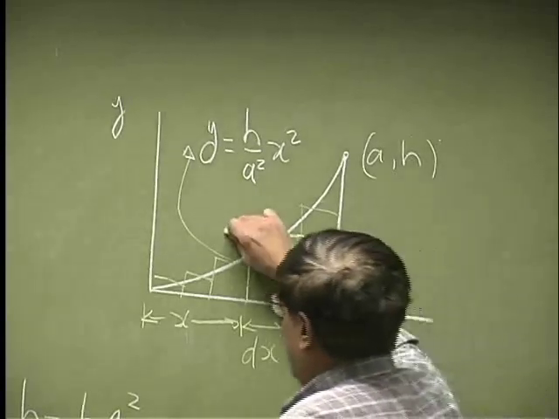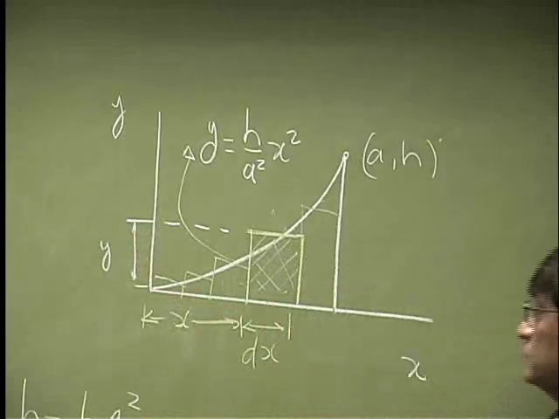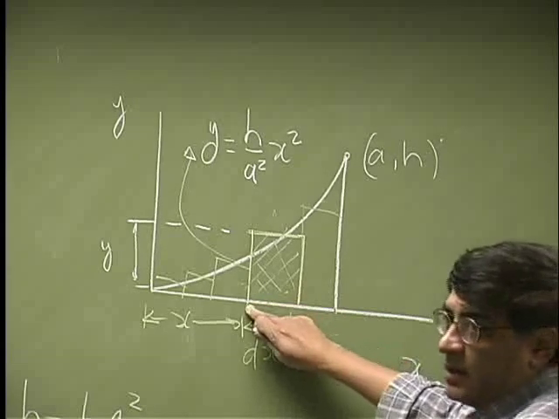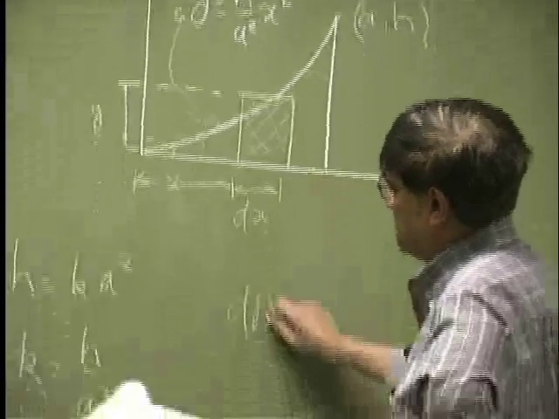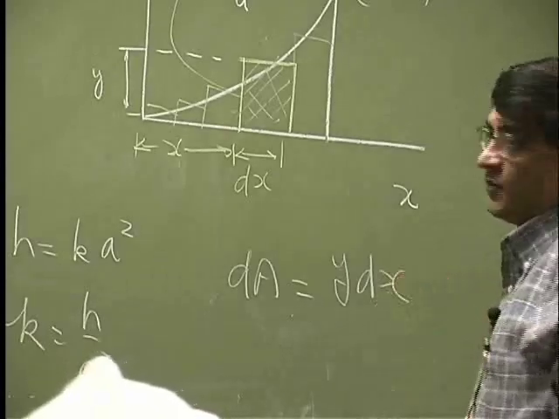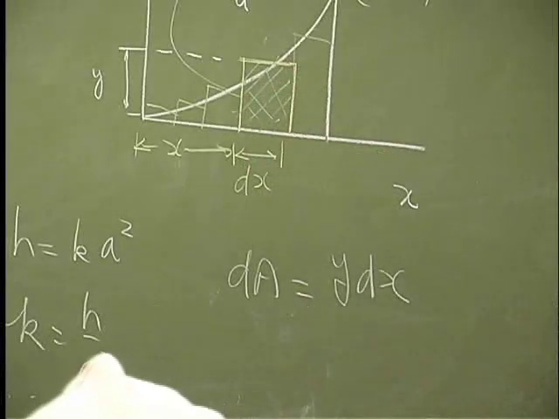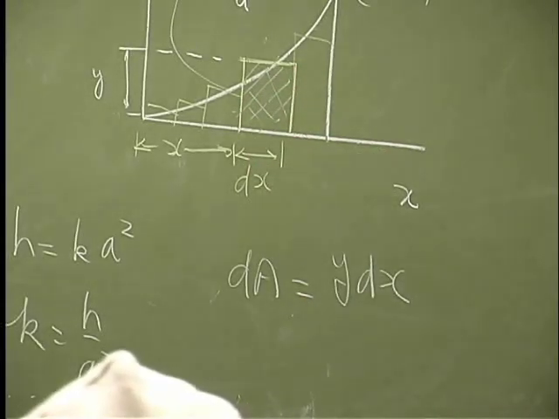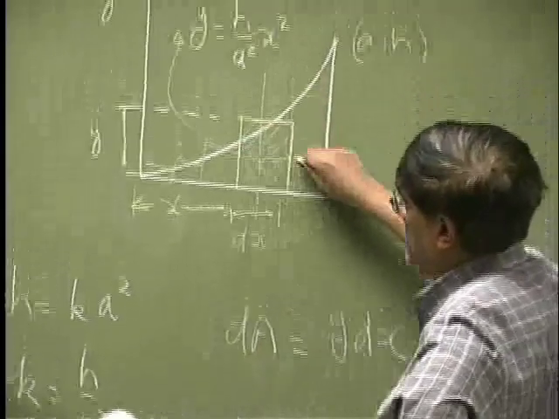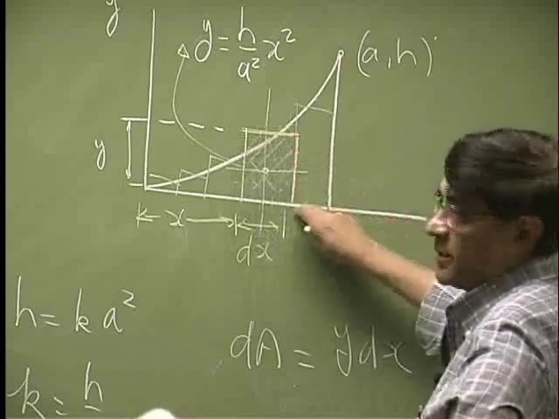And I'm going to take this height, this thing here, as y. So for this rectangle here, the area, which is dA, is going to be y times dx. It's just the height multiplied by the width, in this case dx. So that's just this part. Then I could draw lines at the center, and we look for the centroid of this rectangle.